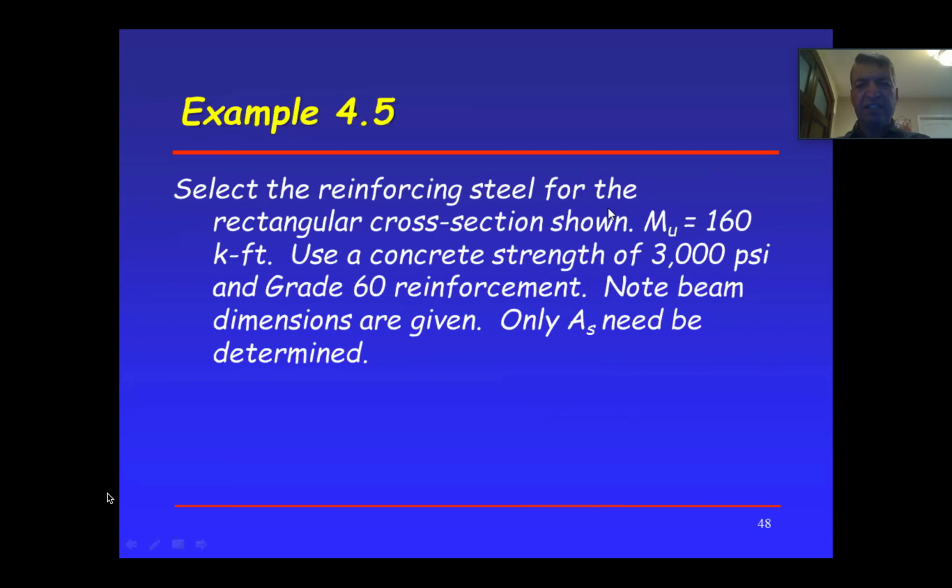Select the reinforcing steel for the rectangular cross-section shown, Mu equal 160 kip-feet. So again, he gave me the Mu. He didn't give me any other dead load, live load. Use concrete 3,000, steel 60,000. Note that beam dimensions are given. The beam dimensions are given. Only As needs to be determined.